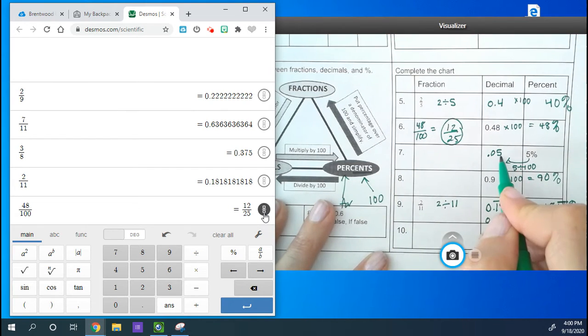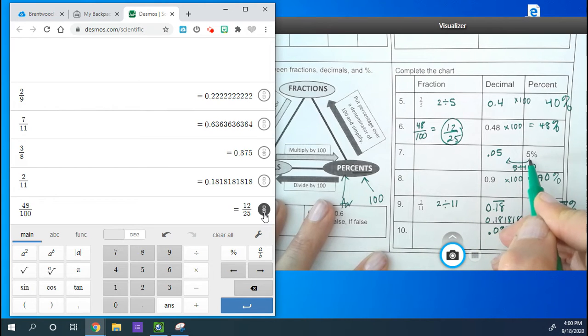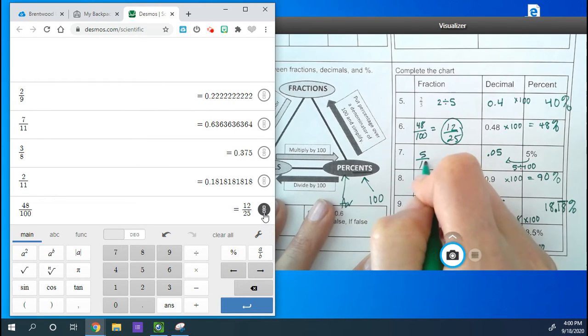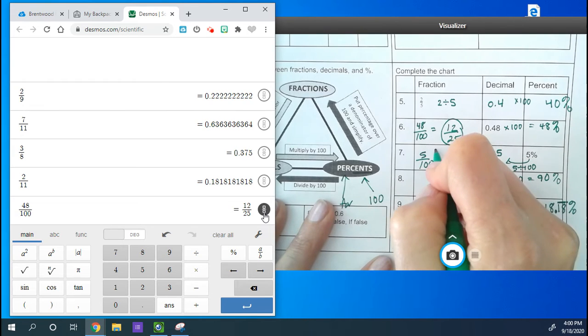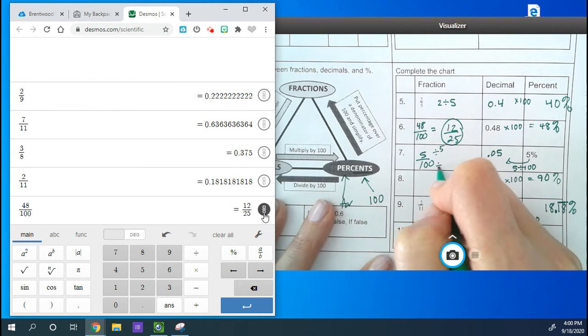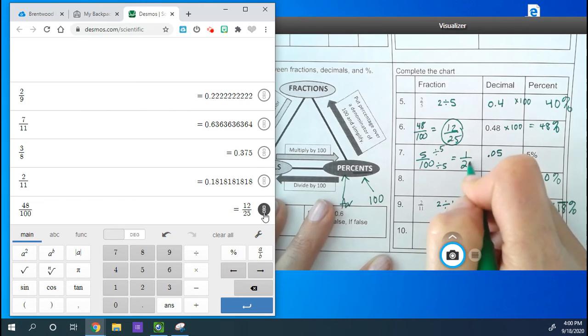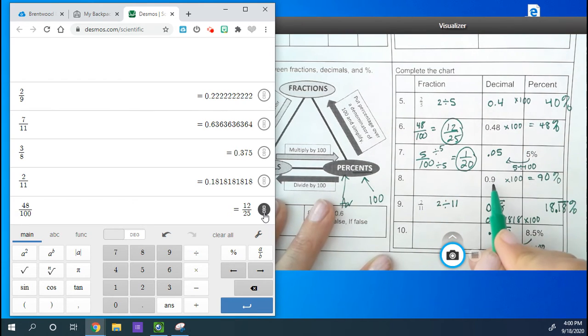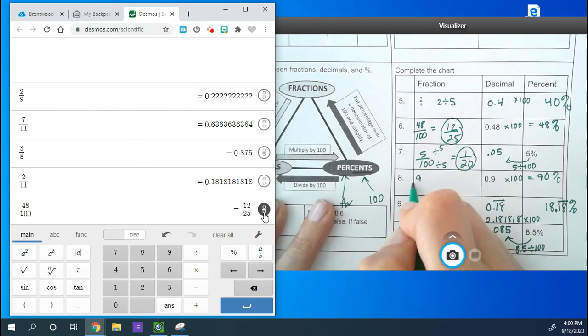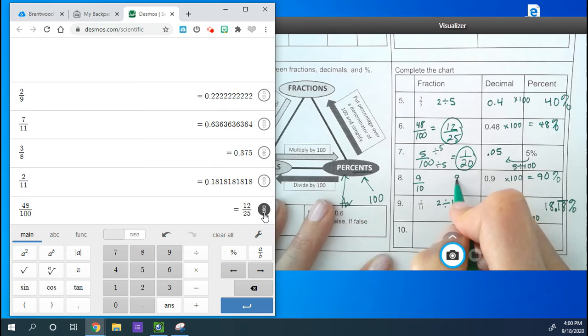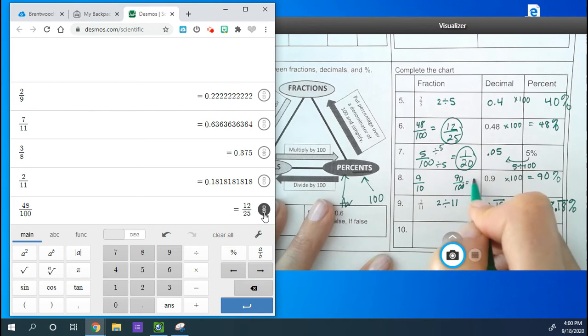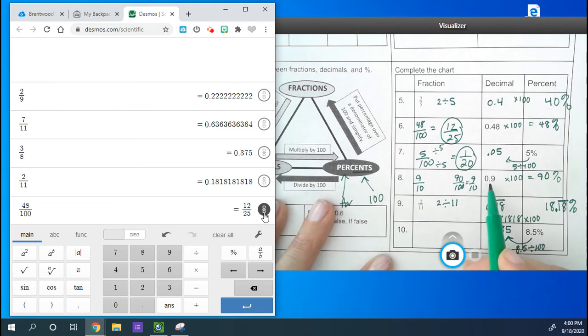Okay, 5 hundredths, 5 per 100. Okay, I can do that one without a calculator. Divide by 5, divide by 5. 1/20th. 9/10ths, or 90 hundredths. Both of them will work. 9/10ths is faster, but if you put 90 hundredths, it would reduce to 9/10ths. 9/10ths, 90 hundredths. They're both the same thing. When you reduce this one, it would get you the same thing.